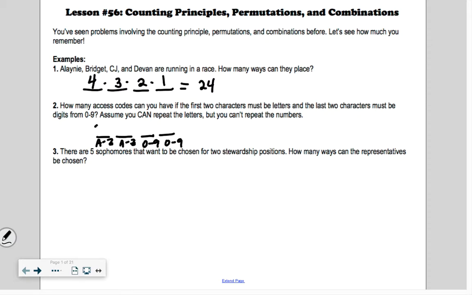So in the first spot, I have 26 possibilities, A through Z. You guys all know there's 26 letters in the alphabet. Maury every year is like, how many letters are in that? Like, Maury, he forgets. He's like, I don't know. At one point I thought it was like 24, and I just keep forgetting.